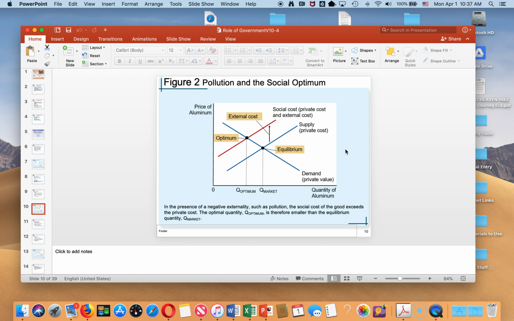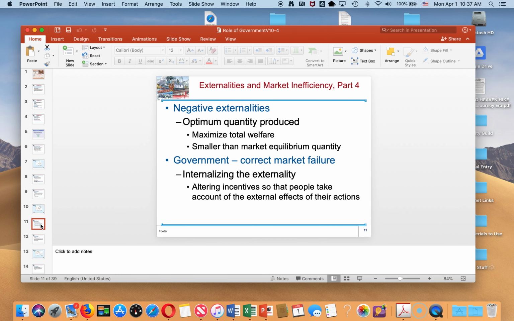And here we have the graph. We have the social cost that is to the left of the regular supply curve. And so given this social cost, as you can see there, if the producer took the social cost into consideration, the price would be greater and the quantity would be less than in private market equilibrium. Okay, so with negative externalities, the optimum quantity would be smaller than equilibrium, and that would maximize total welfare not just to the private individual but to society as a whole.